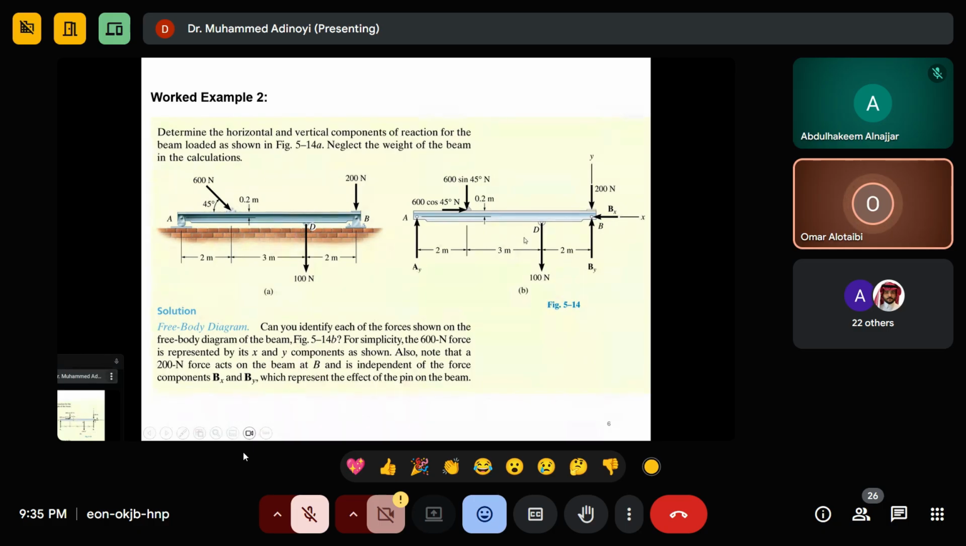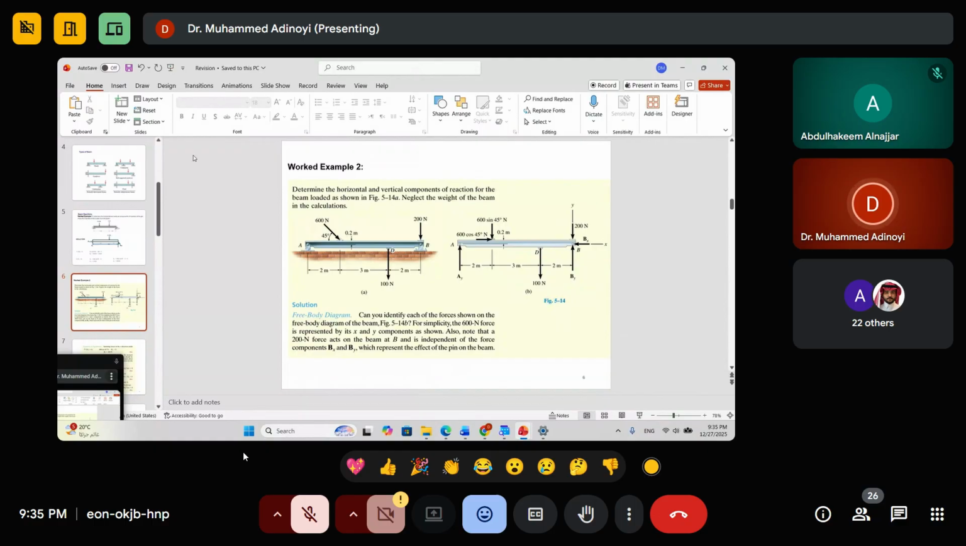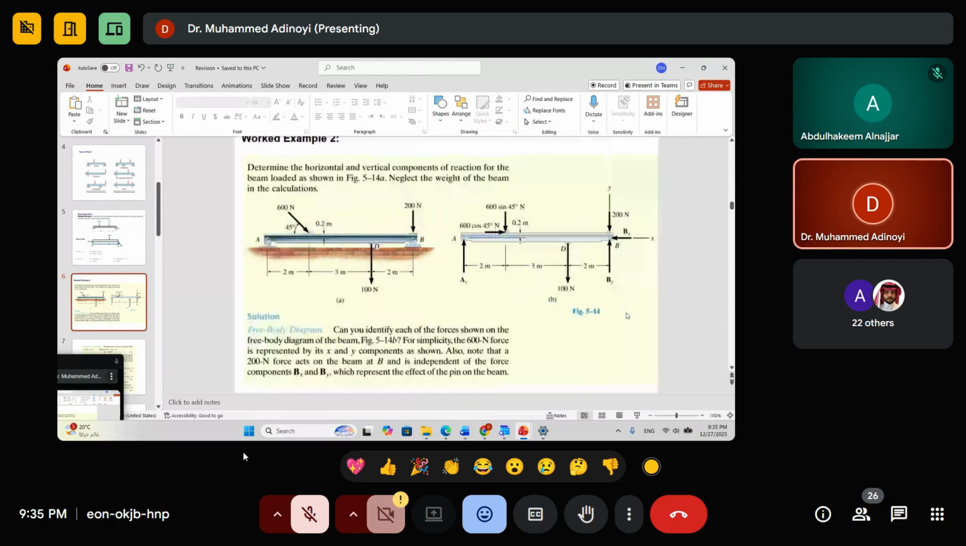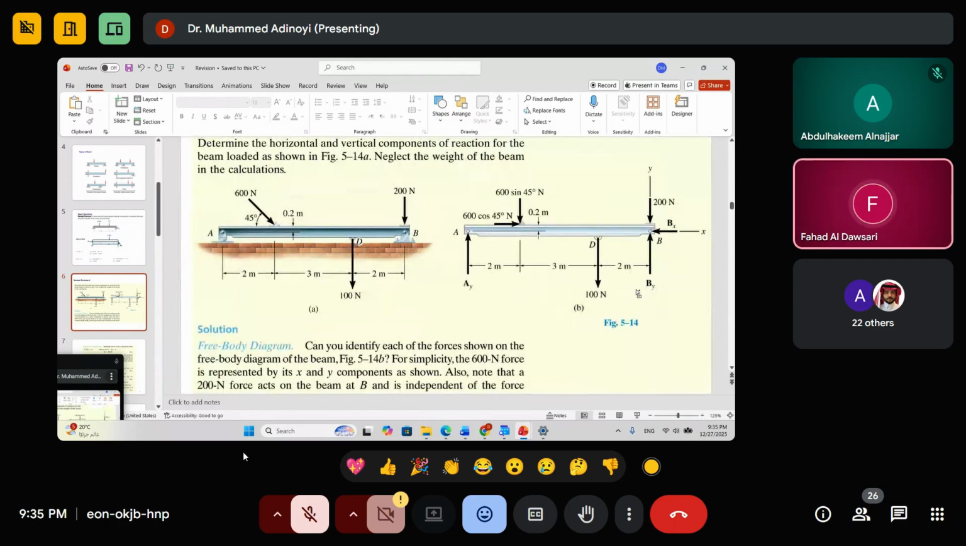But how can I know it's going like that? For the y-axis, I can know easily, but for the x-axis, it's not that easy. You know my question. So what you need to do is, if it's above the x-axis, it's going to be to the right. If it's below the x-axis, it will be to the left.